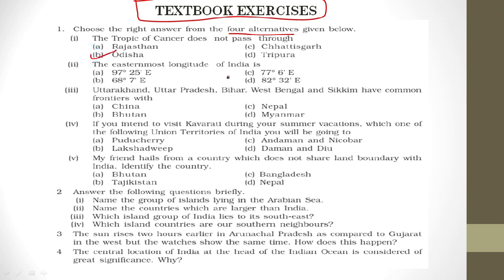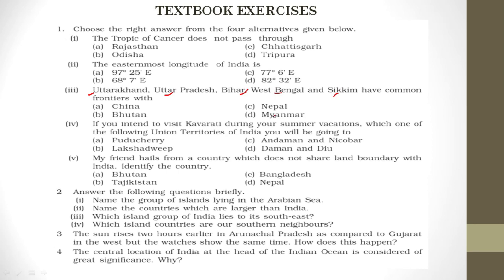The easternmost longitude of India is, it will be 97 degrees 25 minutes east at Arunachal Pradesh. Now let us see, and let us move on to the next question. The next question reads as: Uttarakhand, Uttar Pradesh, Bihar, West Bengal and Sikkim have common frontiers with China, Bhutan, Nepal or Myanmar.